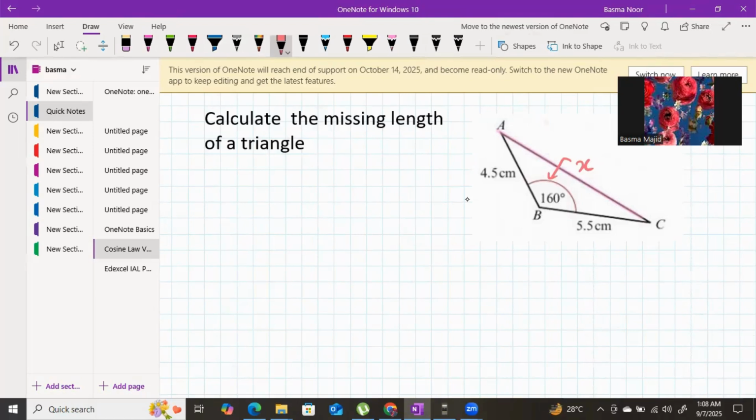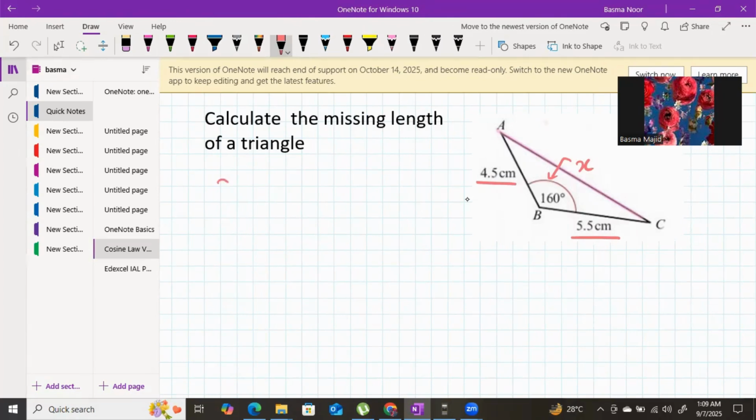So let's apply the cosine rule. As we can see, we are given two lengths and one missing length, and the angle between those two lengths is given. So yes, the cosine rule is applicable if you have two given lengths and the angle between them, so you can find the third side opposite to the angle using the cosine rule.